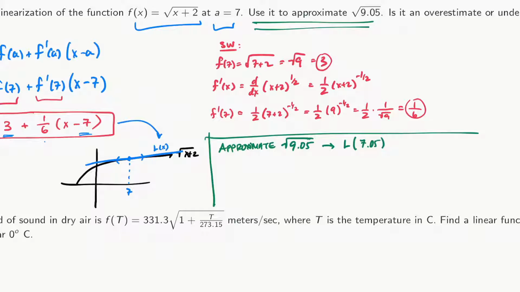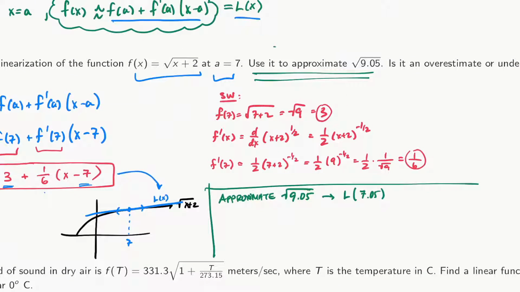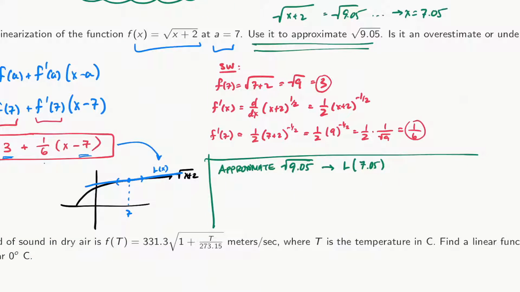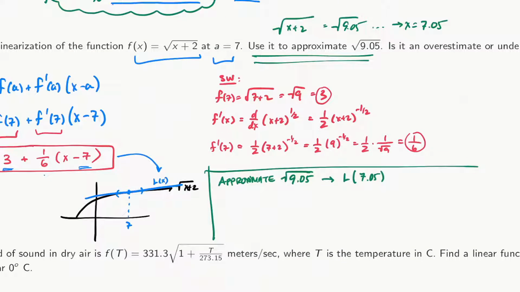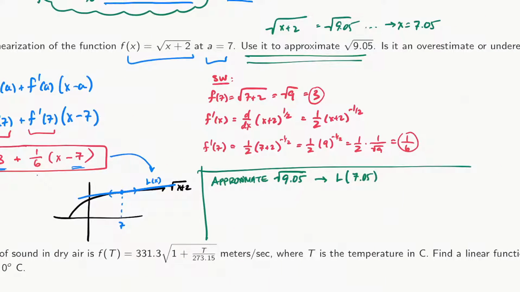Why? Because L of x was trying to predict what happens near a equals 7, right, or x equals 7. And so to predict the square root of 9.05 would really be like x plus 2 equals the square root of 9.05. If we went to solve for what x value this is at, this would tell us that x is really at 7.05. So we're using the linearization to predict what happens at x equals 7.05. So I hope that makes sense. Again, you can pause and go back to make sure. But in any event, we need the linearization at this 7.05 value.